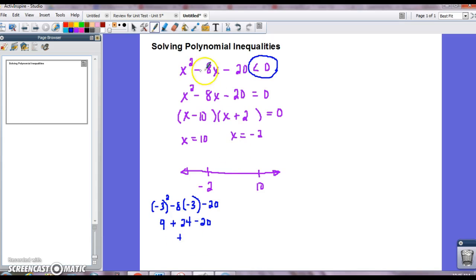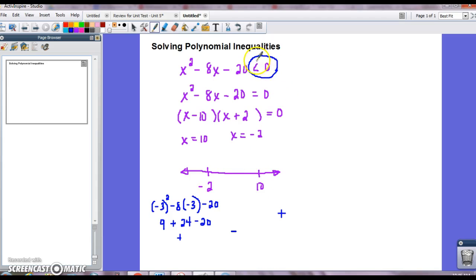If you went ahead and checked 0, you'd plug 0 in here, you would get a negative number. And if you went and tested a number up here like 11 or something, you would also get a positive number. And so the only place where this inequality is true is between negative 2 and 10. So that's going to be my solution set.